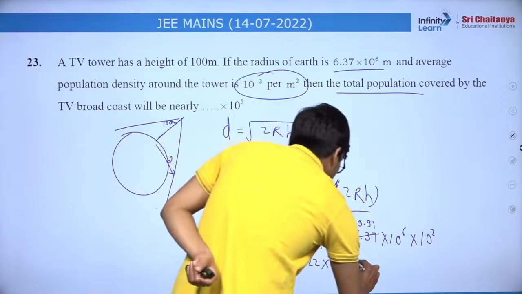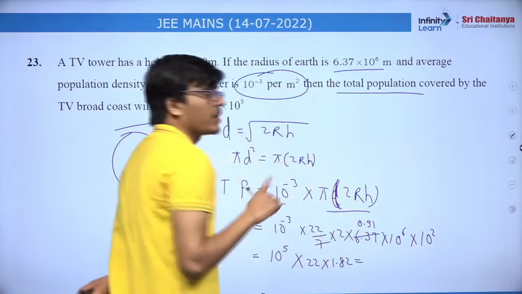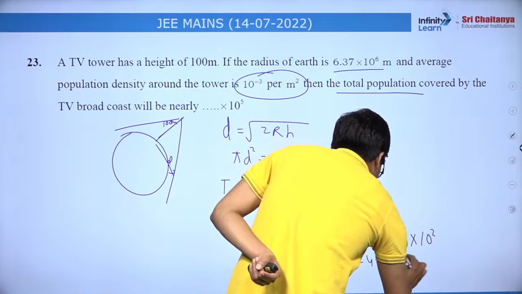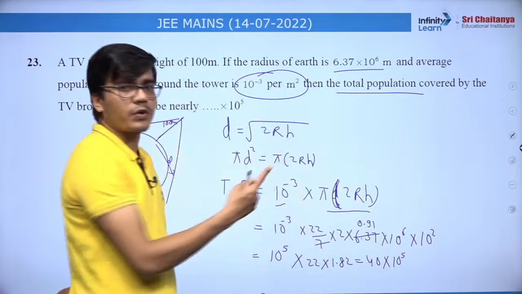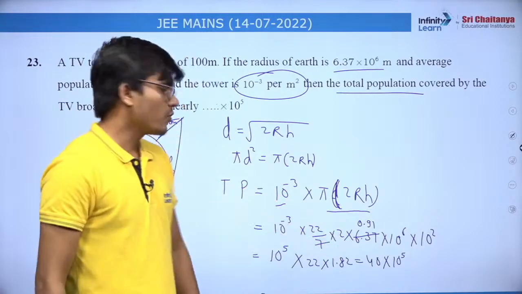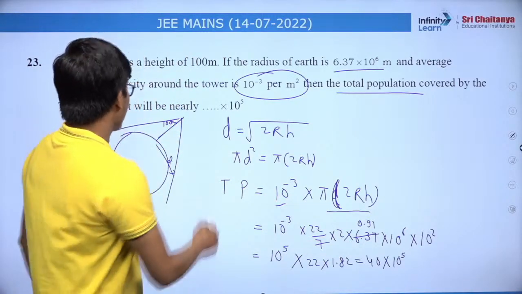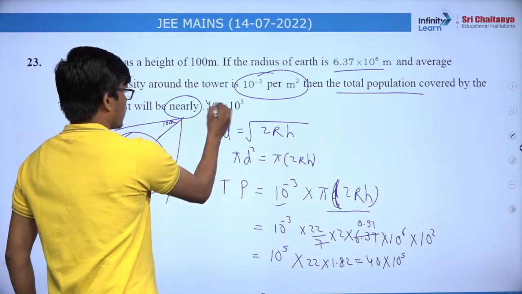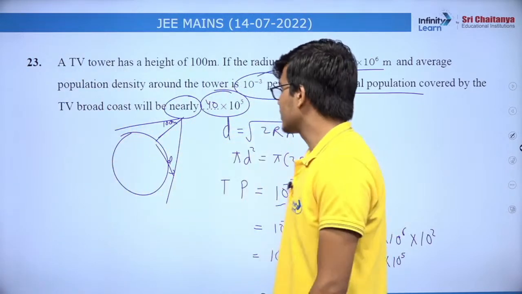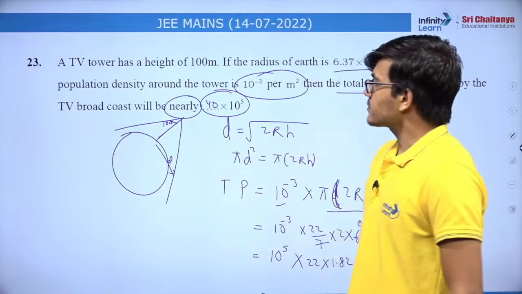1.82. Now just multiply it by 1.8, so it will come approximately 40 into 10 to the power 5, right? 22 into 1.8, 2 times is 44, so obviously we want 1.8 times, so it will be 40 into 10 to the power 5, so it will nearly be equal to 40 into 10 to the power 5. 40 lakh people are there. Okay, moving ahead.